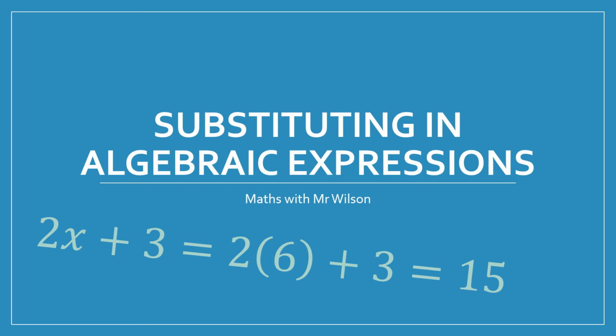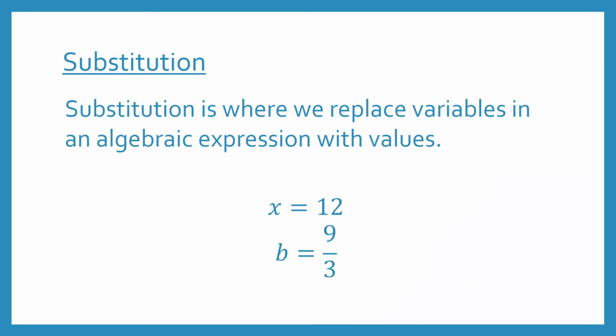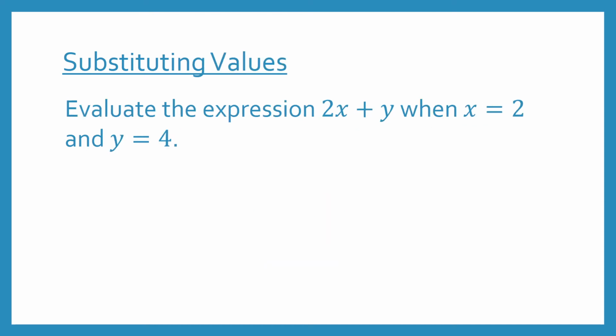Welcome to this lesson where we're going to look at how we substitute in algebraic equations. So substitution is where we replace variables, which are our x's, our y's, our a's, our b's, in algebraic expressions with values. So we're swapping out our x for 12, our b for 9 over 13, etc. And then we're finding out what the final value of the entire expression is. So we're going to begin with this example.